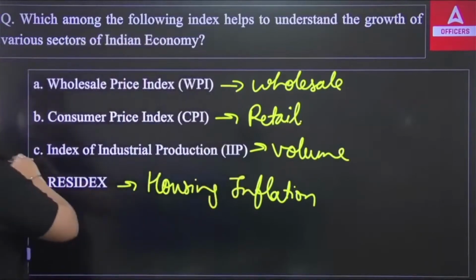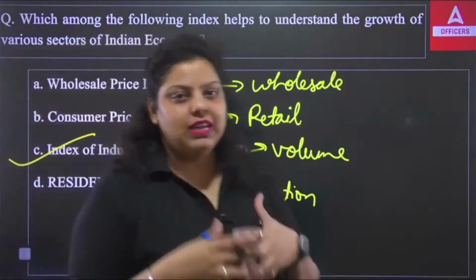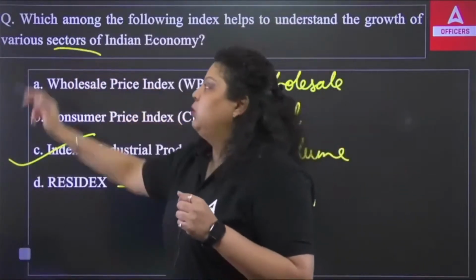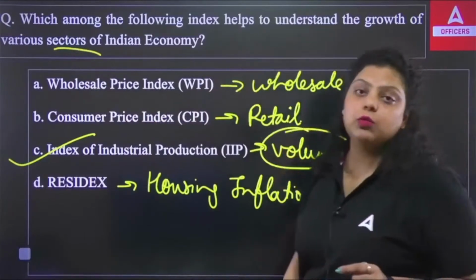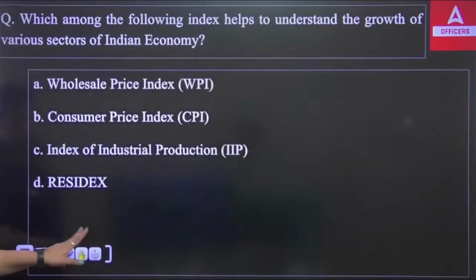So here the right answer will be Index of Industrial Production. It talks about mining, manufacturing, electricity, etc. These various sectors of the Indian economy are measured by the IIP as a volume index. Okay, so the right answer will be Index of Industrial Production.